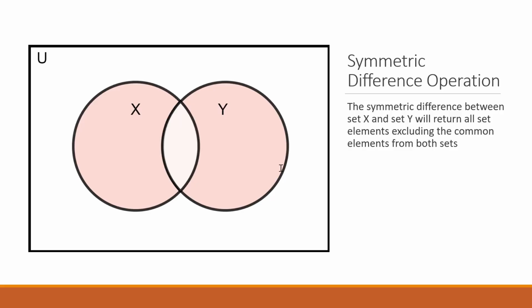Now let's move forward and understand the final operation, which is the symmetric difference. The symmetric difference between set x and y will return all the elements excluding the common elements from both the sets. Now on the screen you can see the representation related to the symmetric difference. If we calculate the symmetric difference between set x and y, it will basically exclude the intersection and return all the other elements.